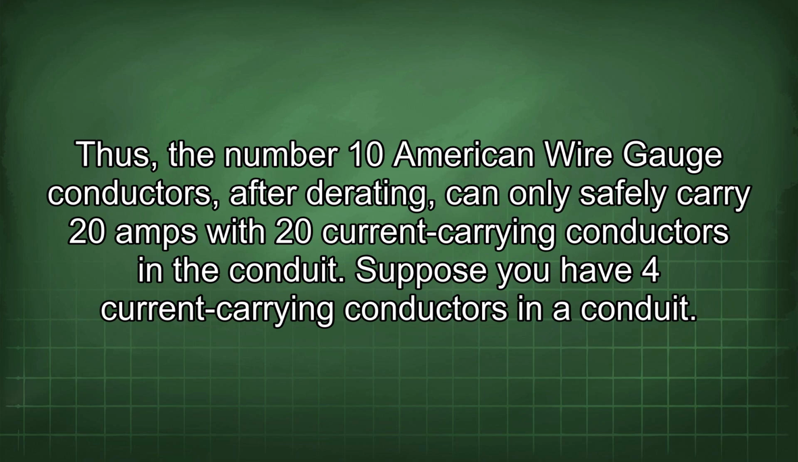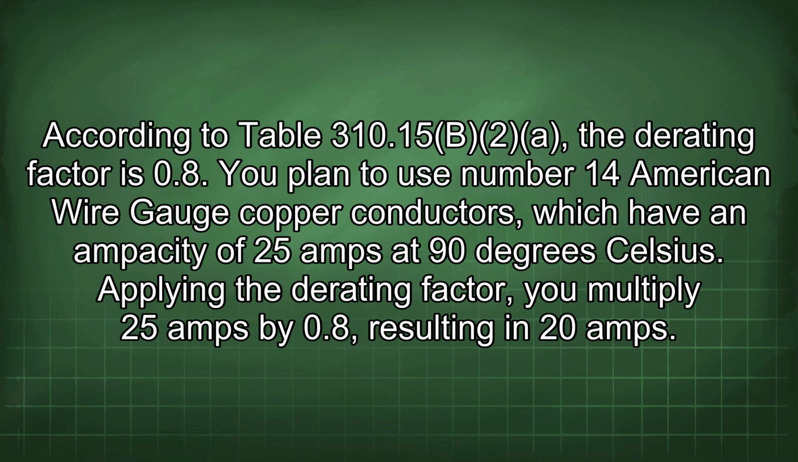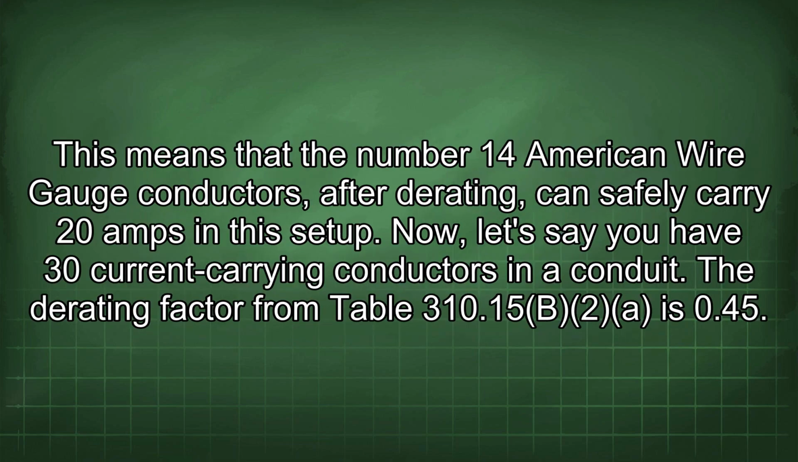Suppose you have 4 current-carrying conductors in a conduit. According to Table 310.15(B)(2), the derating factor is 0.8. You plan to use number 14 American wire gauge copper conductors, which have an ampacity of 25 amps at 90 degrees Celsius. Applying the derating factor, you multiply 25 amps by 0.8, resulting in 20 amps. This means that the number 14 American wire gauge conductors after derating can safely carry 20 amps in this setup.